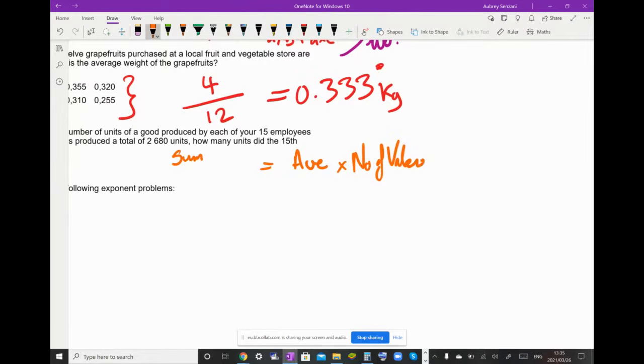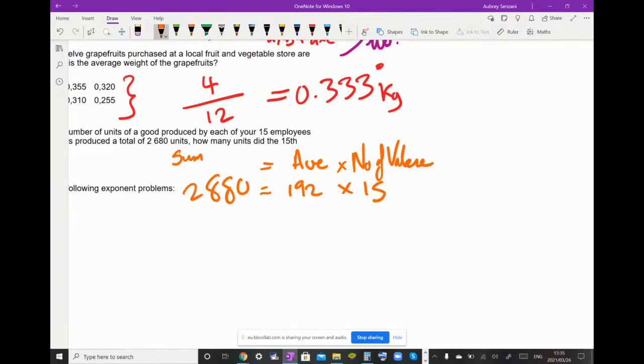Sum of the value. Then he said what we need to do is obviously calculate this total. So here we've got the average of 192 times 15. Okay, and what is the sum, guys? Somebody tell me, what then is the sum? 2,880. Okay.